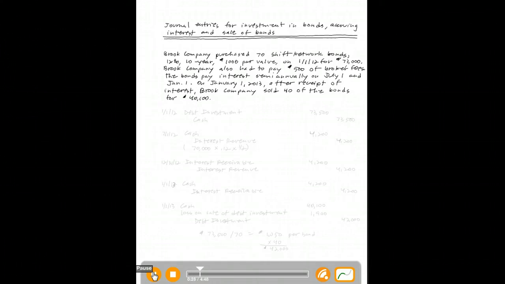So the journal entry here, 1/1/12, we're going to debit debt investment. You could also debit investment in bonds for $73,500 because we add the brokerage fees to the cost of the bonds. And we will credit cash for $73,500.